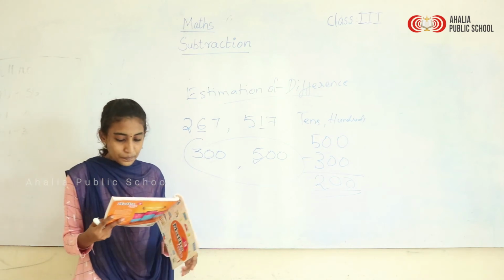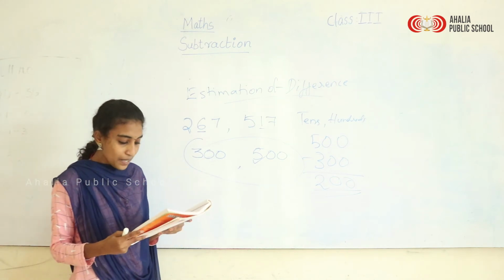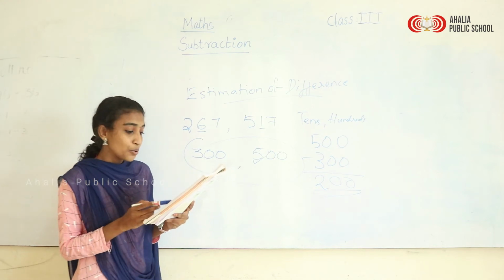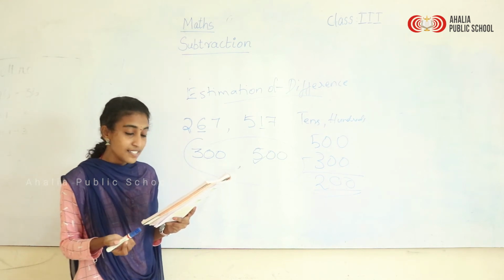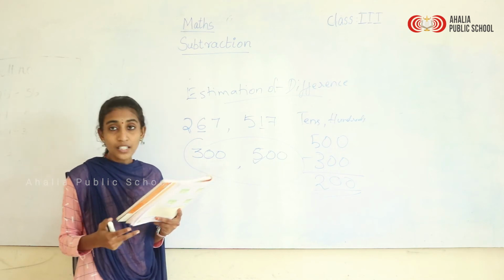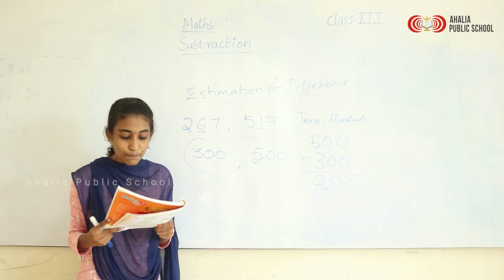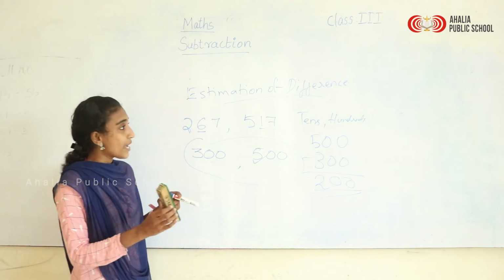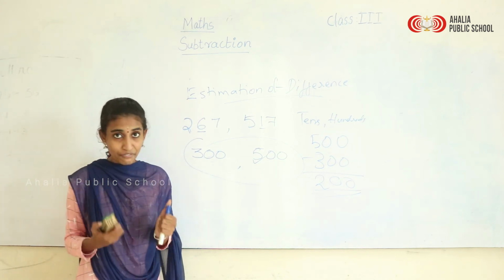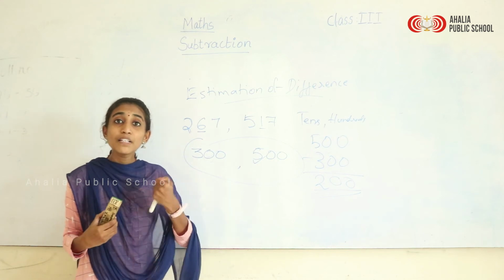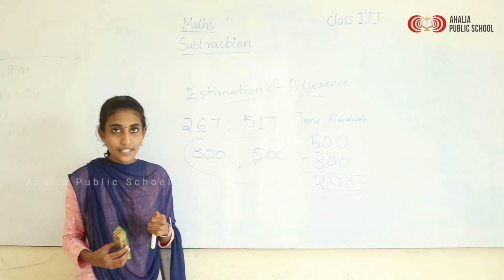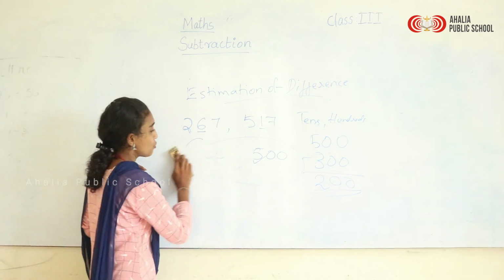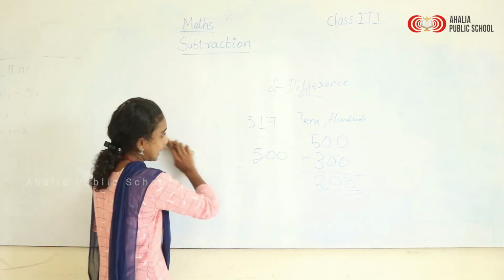Now exercise number 3.5 has questions related to estimation to the nearest tens and nearest hundreds. Everyone try to do exercise 3.5 after watching this video, and we will be discussing the answers in interactive sessions as well. Now moving on to the next topic in this chapter, which is subtraction in real life.